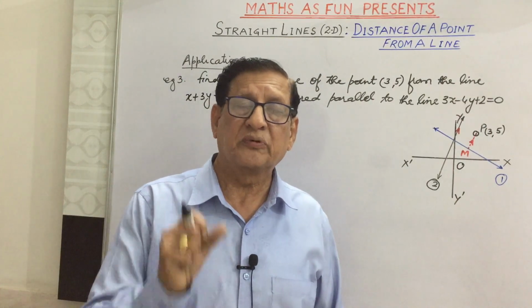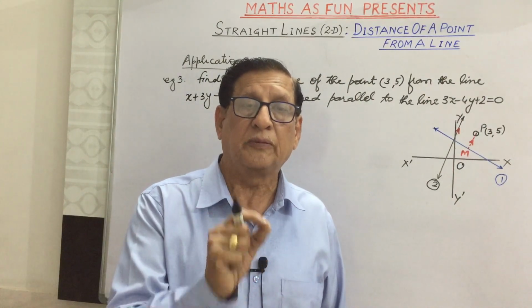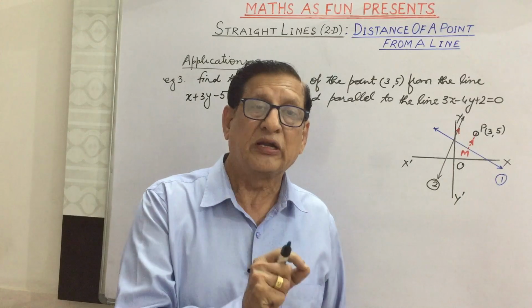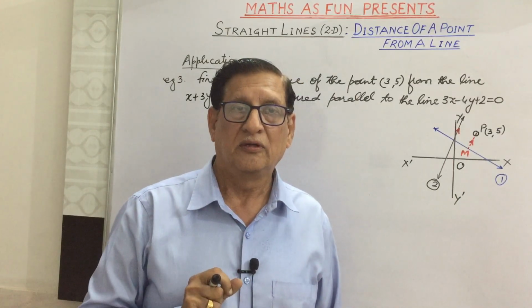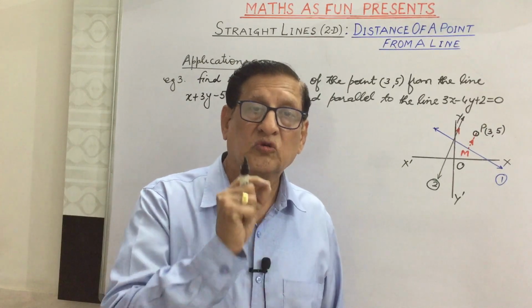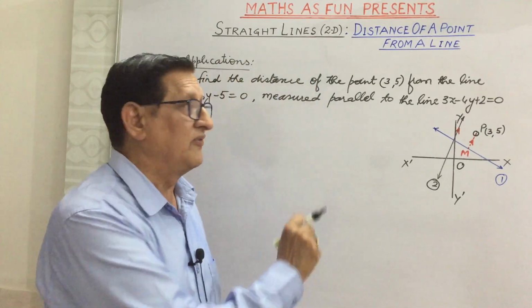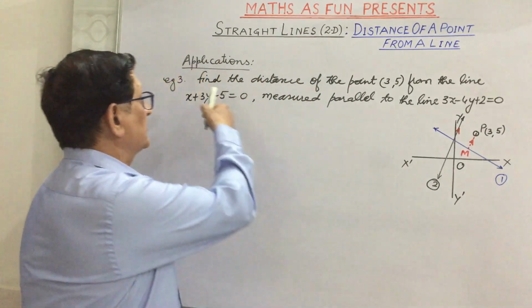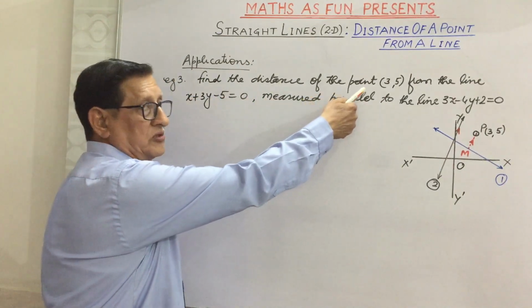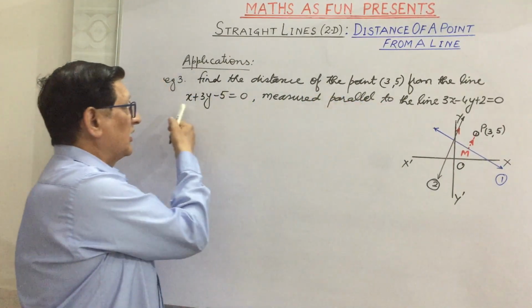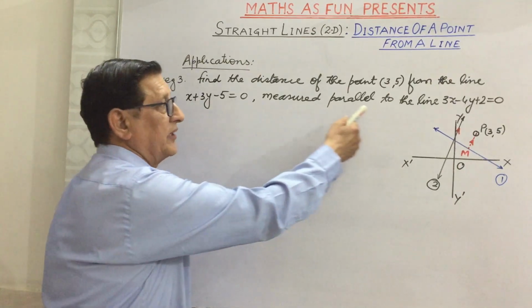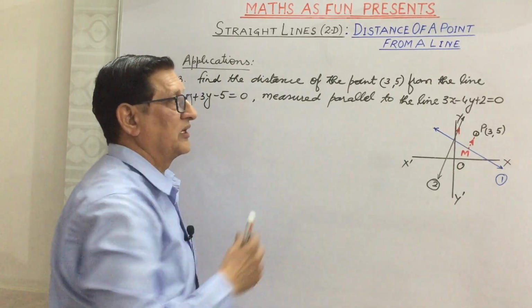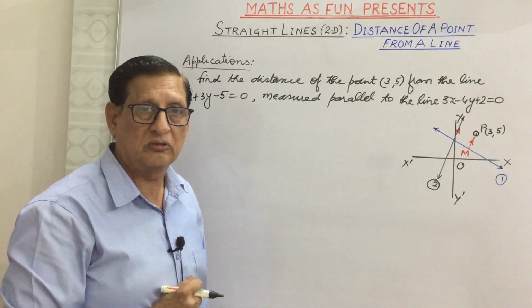In the third example, we are discussing a problem where we are not finding the distance of the point from the line perpendicular. That is to be parallel to a given line. Like here it is given, find the distance of the point 3, 5 from the line x plus 3y minus 5 equal to 0 measured parallel to the line 3x minus 4y plus 2 equal to 0.